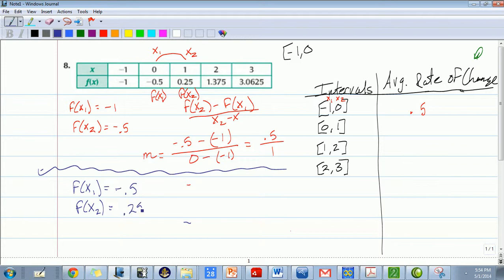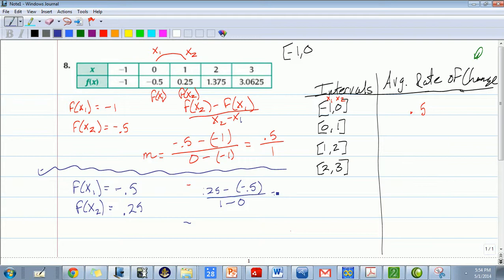So once again we're doing f of x2 minus f of x1 over x2 minus x1. We are dealing with 0.25 minus negative 0.5, all over 1 minus 0.